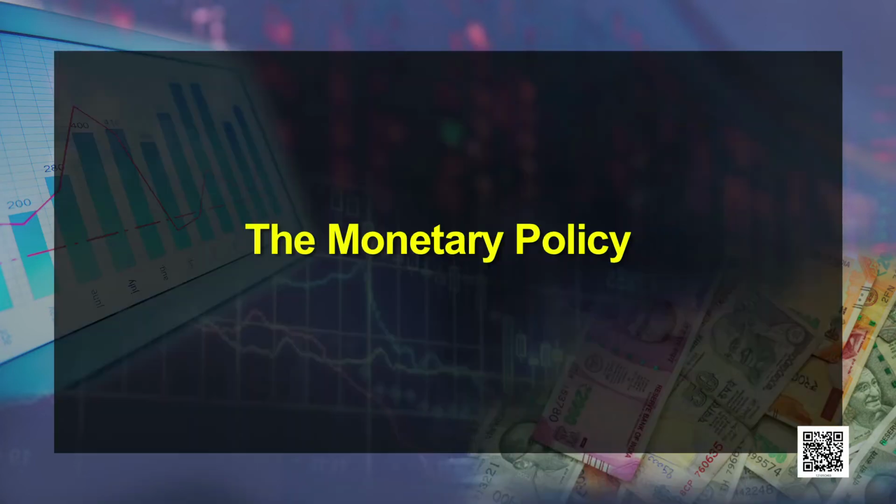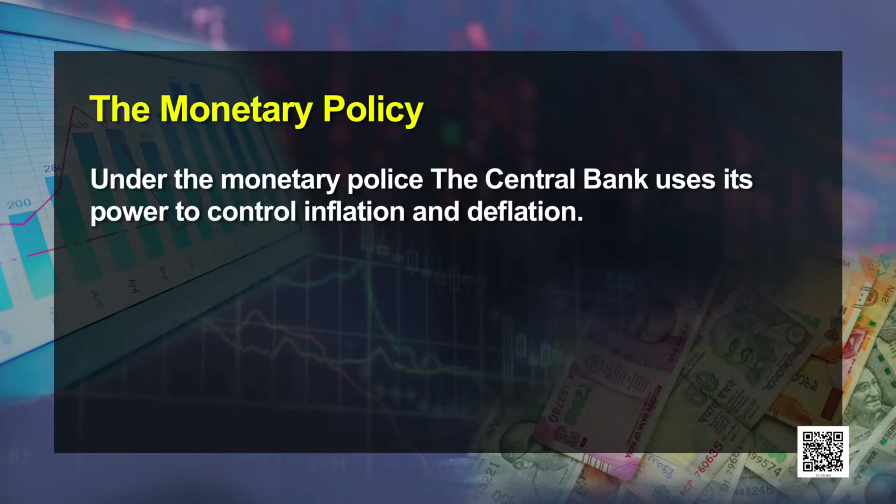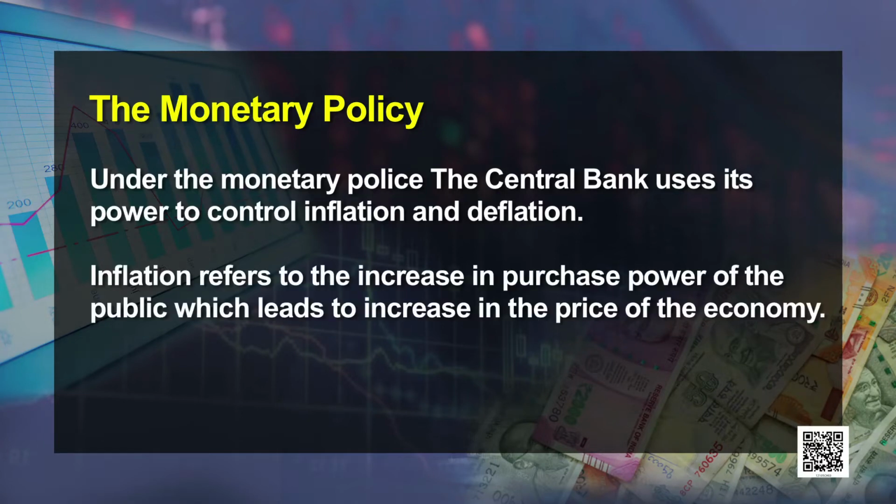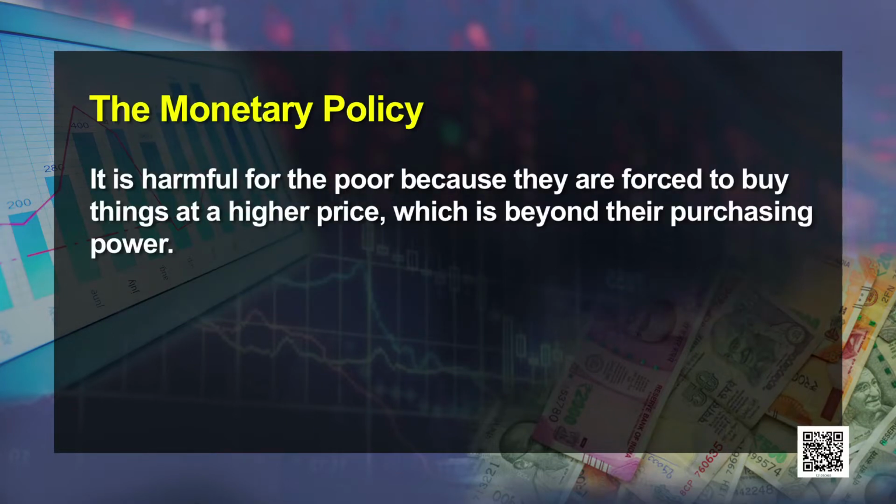Today we'll be discussing the most important part of the central bank, that is its monetary policy. Under monetary policy, the central bank uses its power to control inflation and deflation in the economy. Inflation refers to an increase in the purchasing power of the public, which leads to an increase in the prices in the economy. It is harmful for the economy because poor people are forced to buy commodities at a higher price which is beyond their purchasing power.